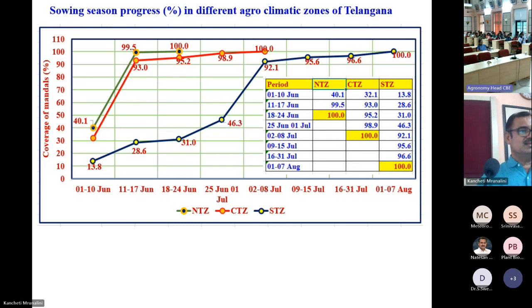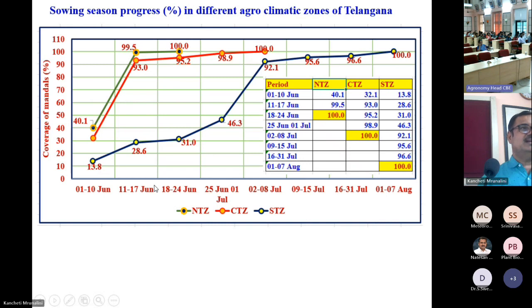In the green northern Telangana zone, by the middle of June, the conditions will become favorable to take up the sowing of rain-fed crops. That's, I told, good soils and high rainfall region. That is the reason. And in central Telangana, comparatively less. So this is 100%, or at least 95%, by 25th of June.